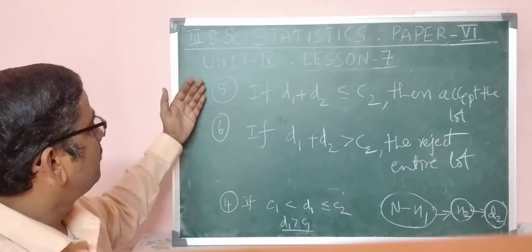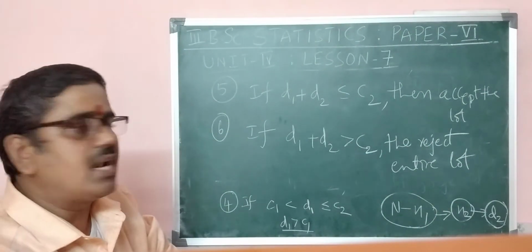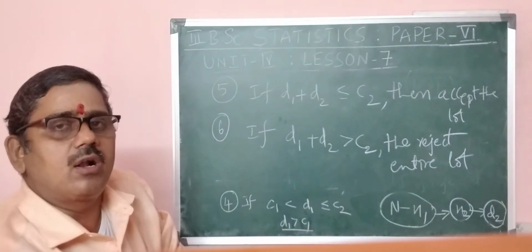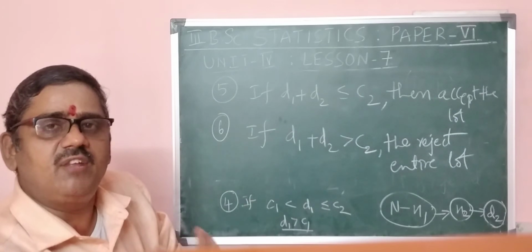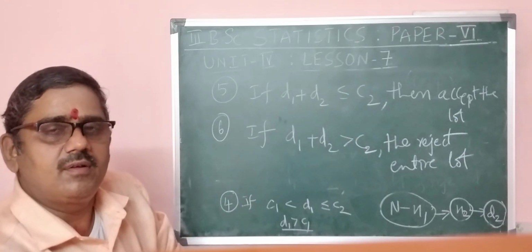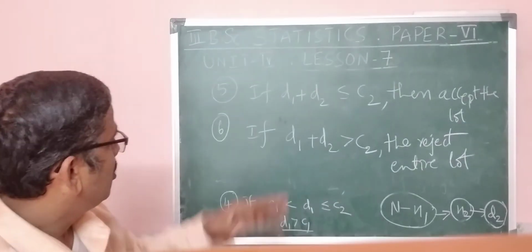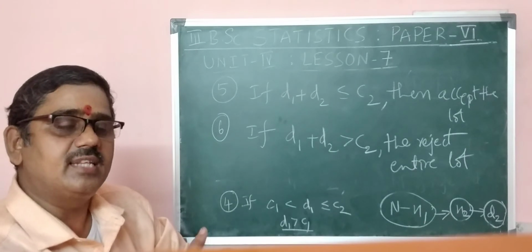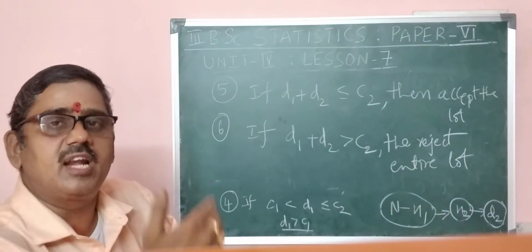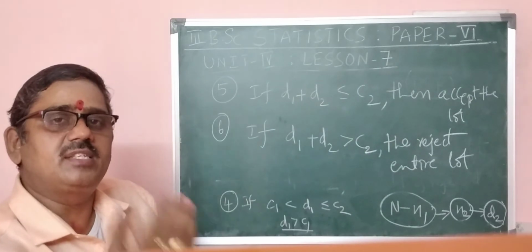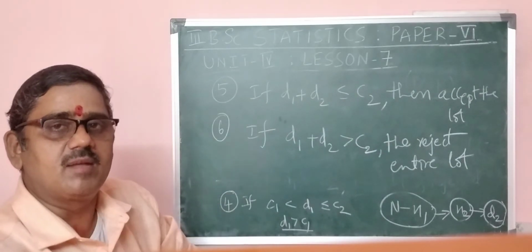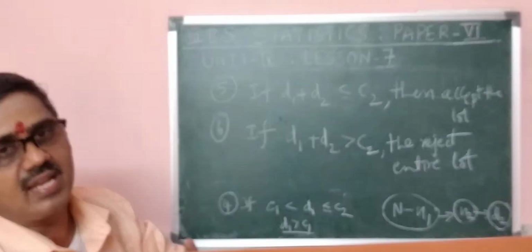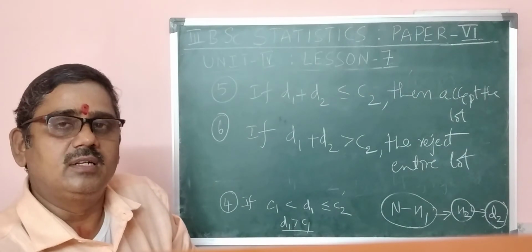The fifth step: if D1 plus D2 is less than or equal to C2, then accept the entire lot by replacing defectives with non-defectives, good ones. Sixth step: if D1 plus D2 is greater than C2, then reject the entire lot and go for 100% inspection by replacing defectives with non-defective items, that is, good ones. So this is the systematic procedure of the double sampling plan.